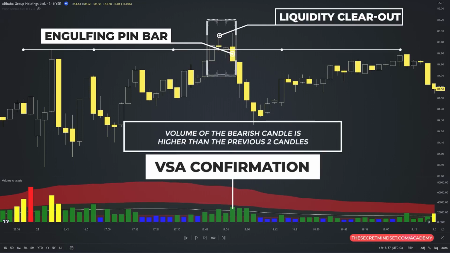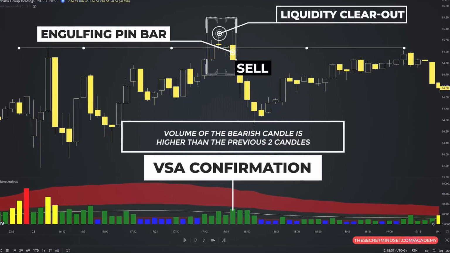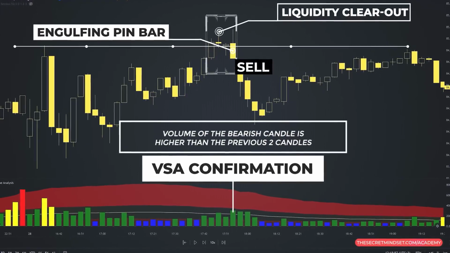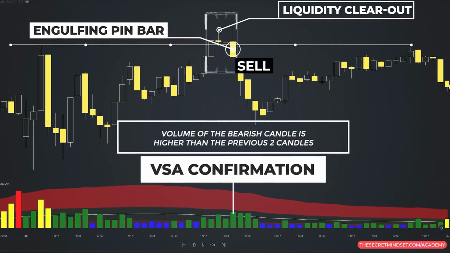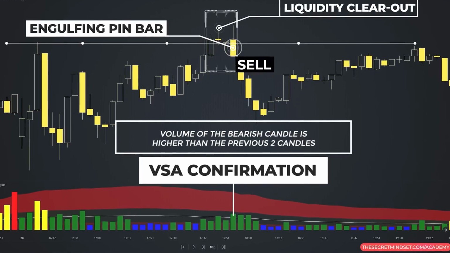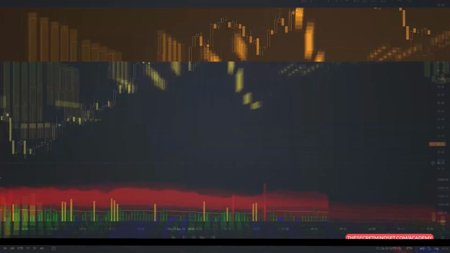The volume of the bearish candle is higher than the previous two candles. In fact, it's the highest volume in the previous 10 or 12 candles. This is very important and tells you that sellers are taking control. Stop loss above the high of the candle, and you target the next demand area.